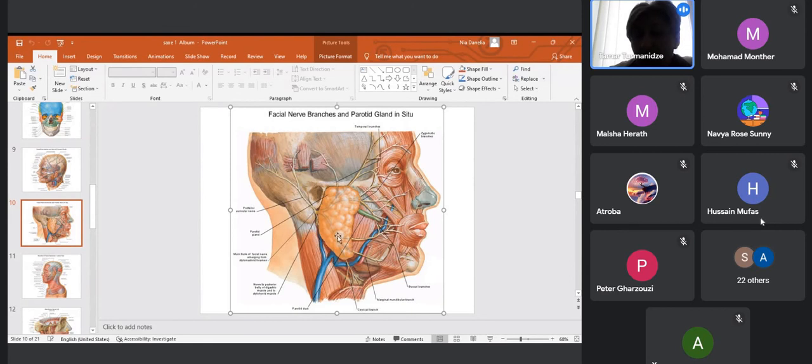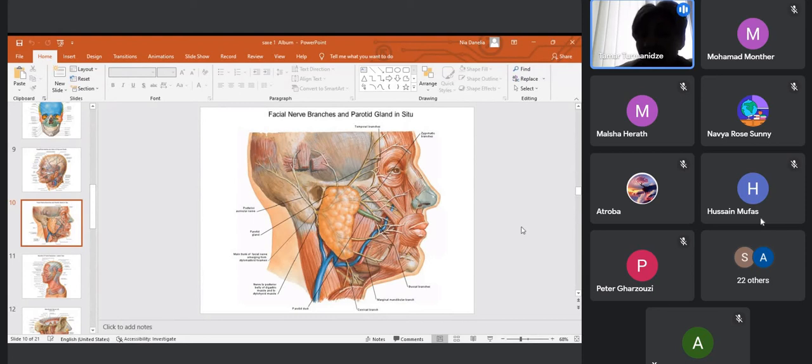It gives off the temporal branch, the zygomatic branch, the buccal branch, the marginal mandibular branch, and the cervical branch. All these branches of the facial nerve supply the muscles of facial expression. That's why if this nerve is damaged surgically or accidentally during trauma, paralysis of the face develops.